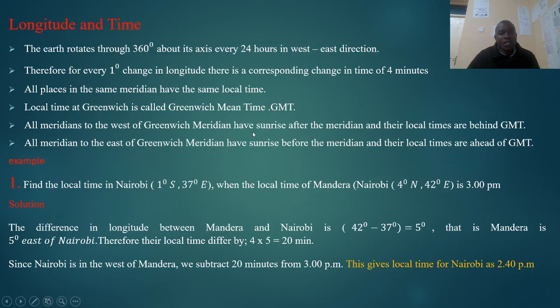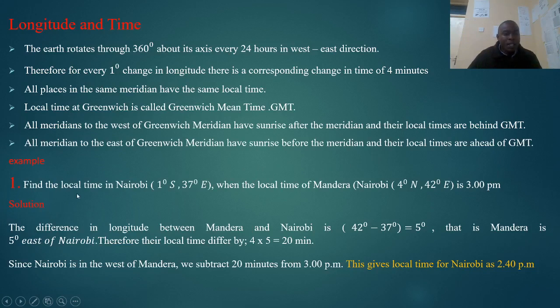All meridians to the west of the Greenwich Meridian have sunrise after the meridian, and their local times are behind GMT. All meridians to the east of the Greenwich Meridian have sunrise before the meridian, and their local times are ahead of GMT. So to the east they are ahead, and to the west they are behind. In simple terms, to the east we add, and to the west we subtract.